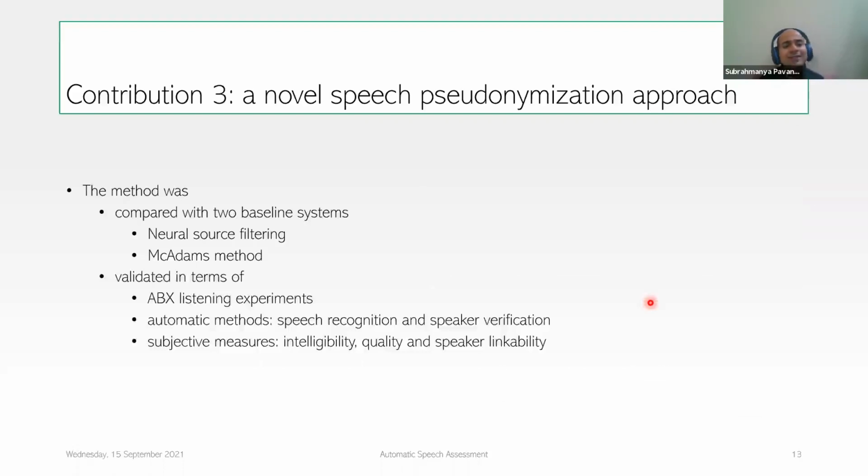So the method was compared with these two baseline systems, and then it was validated in terms of three kinds of methods. One is ABX listening experiments, where people were asked to rate whether the anonymous speech was different from the other speech or not. The second method is automatic methods using speech recognition and speaker verification. The third one was not evaluated by us. It was evaluated by the challenge, called the Voice Privacy Challenge, which organized this challenge. And the measures were intelligibility, quality, and speaker linkability.